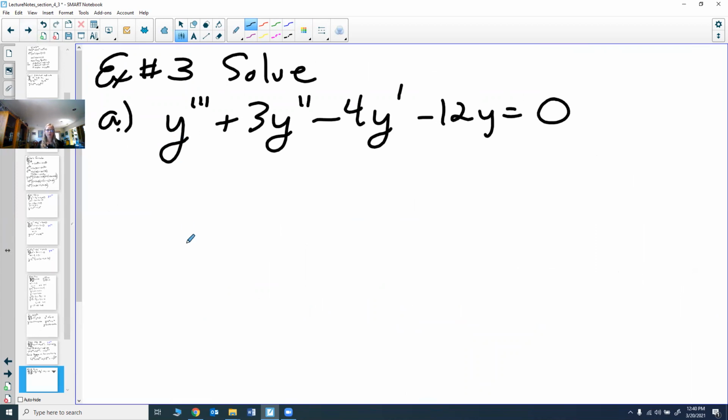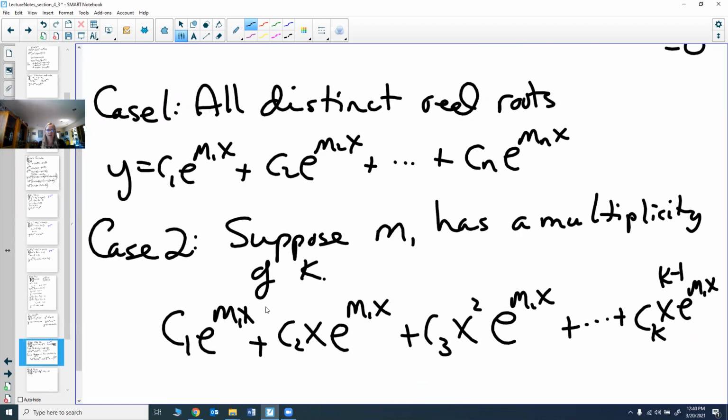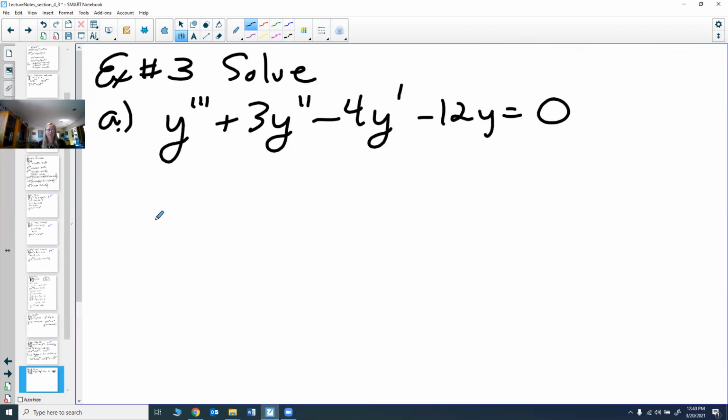So let's go ahead and solve this equation with that. And then we'll look at case 3. So let's go ahead and solve this equation. So the first thing I need to do is get my auxiliary equation. Again, we are using the fact that y is equal to e to the mx. And we're plugging that in.